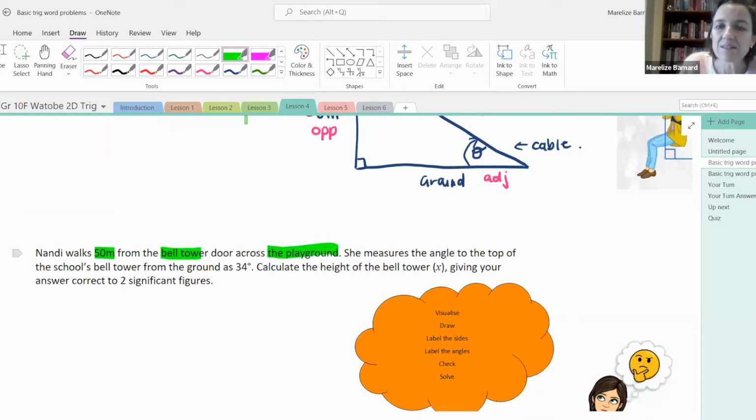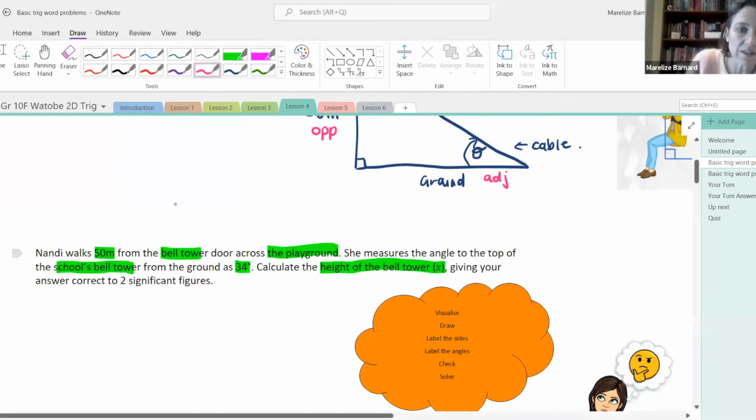She measures the angle to the top of the school's bell tower from the ground as 34 degrees. So top of the school's bell tower, 34 degrees. Calculate the height of the bell tower, x, giving your answer correct to 2 decimal places. We're going to do it to 2 decimal places.